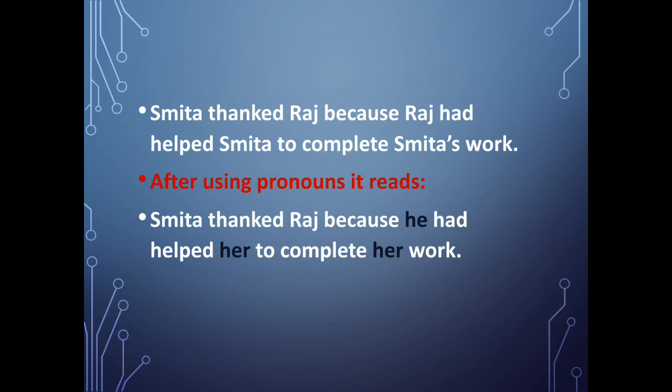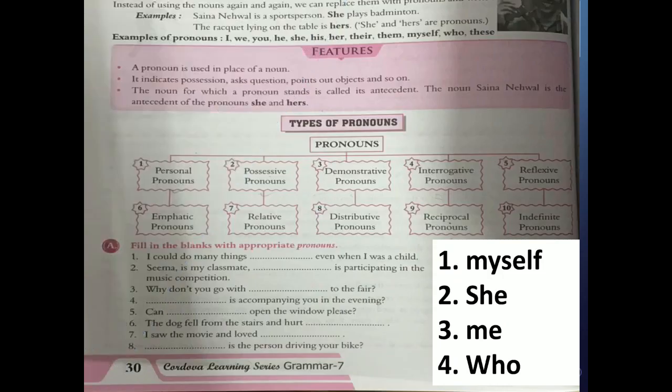So, let us see what your previous concept of pronoun is. Let us do the first exercise. A. Fill in the blanks with appropriate pronouns. 1. I could do many things, dash, even when I was a child. The answer will be myself. I could do many things myself even when I was a child.